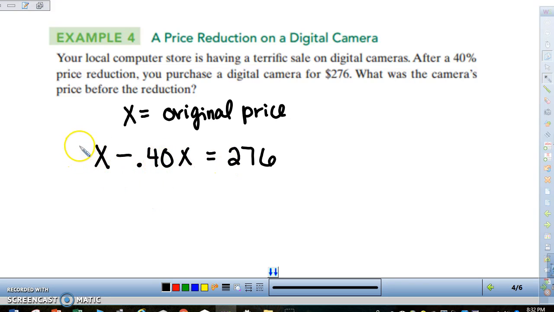Now really there's an invisible one in front of that X there. So if we think about combining these here on the left, if we think about doing 1 minus 0.4, that's going to leave us with 0.6.